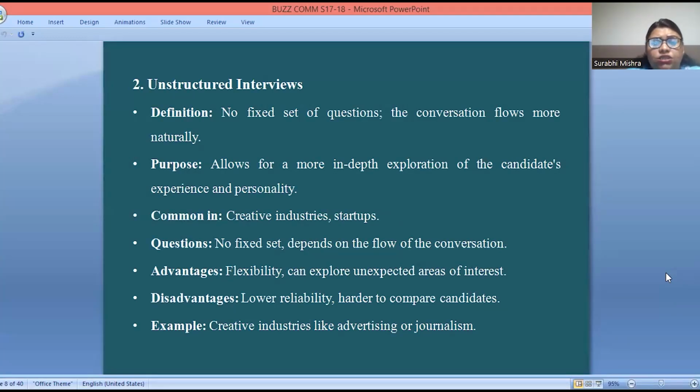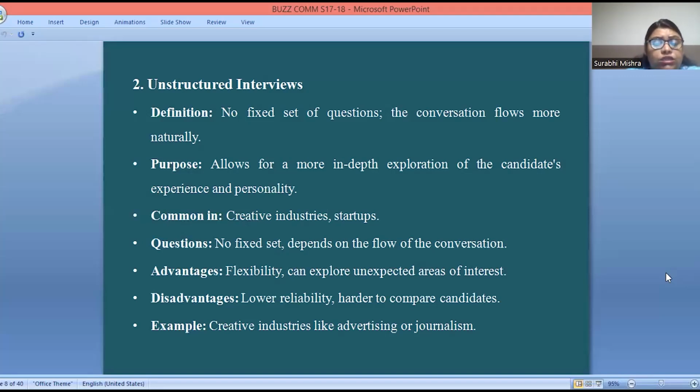Now the questions, as mentioned, there is no fixed pattern. So it depends on the flow of the conversation. The questions arise naturally during the conversation as well. Why? Because there is no set pattern. And the advantage is it's very flexible and can explore unexpected areas of interest. Sometimes, as it is done using conversation, and when conversation flows naturally, some hidden talent, some unexpected area of interest might get into the conversation.